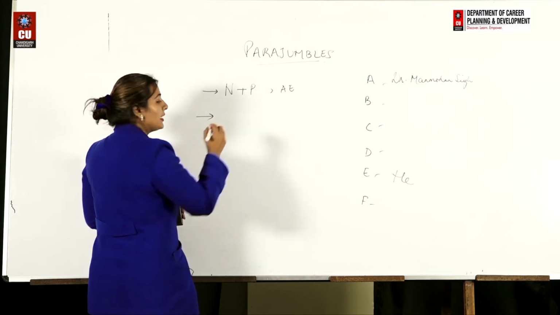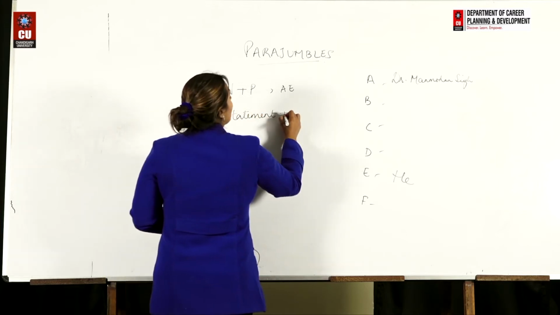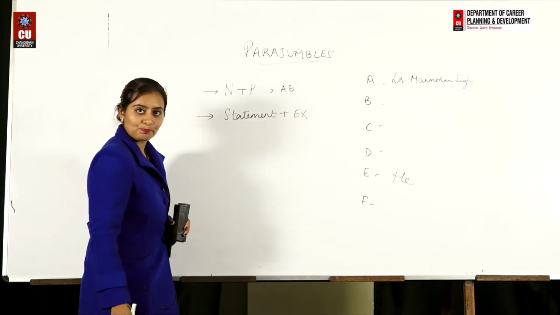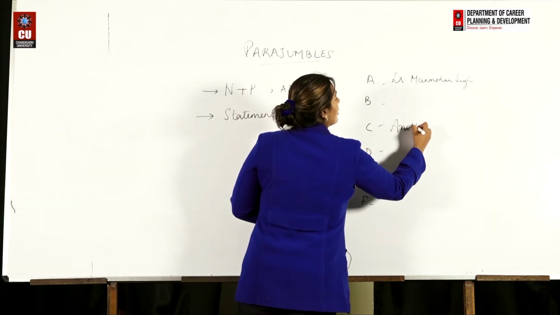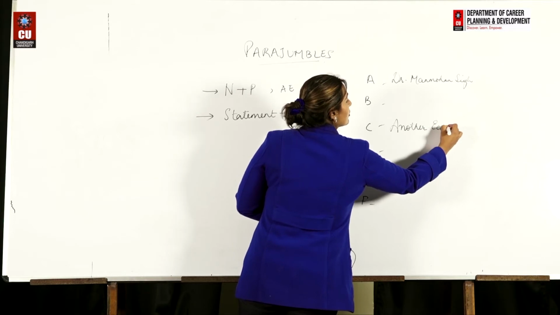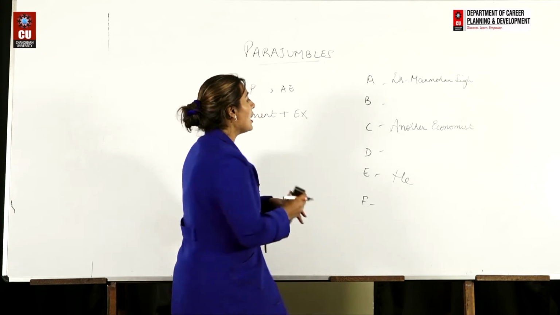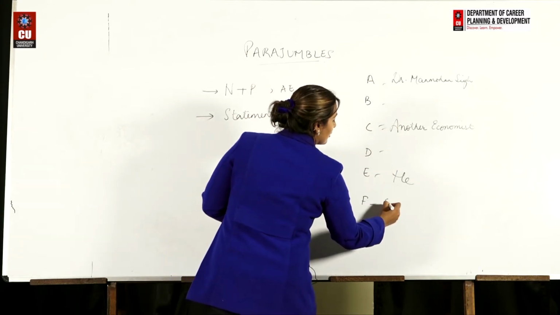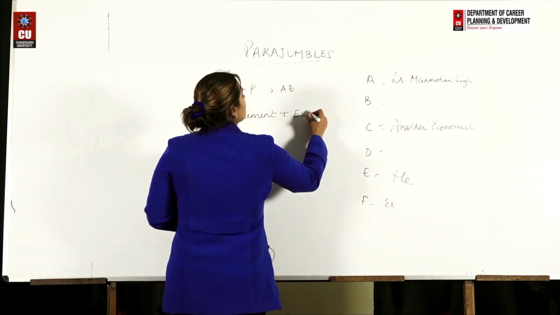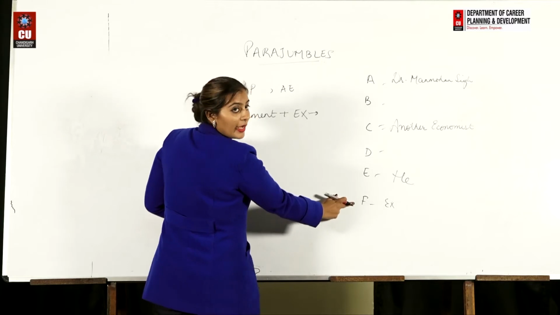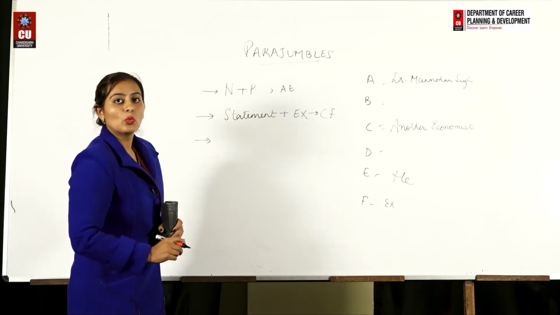Next, any statement plus example. For example, I have another economist, and F has an example regarding another economist. So I will have C and F.